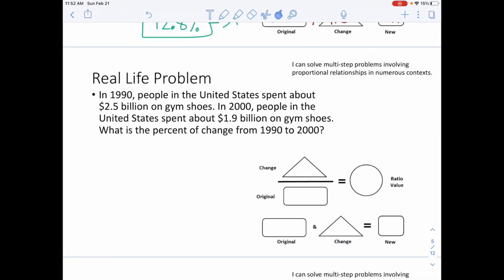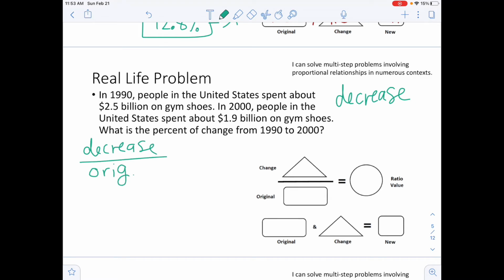Okay, so in this one, it says in 1990, people in the United States spent about $2.5 billion on gym shoes. In 2000, people in the US spent about $1.9 billion on gym shoes. What's the percent of change? Okay, so first of all, we're going from 2.5 to 1.9 billion. So this is going to be a decrease. And then to find that percent of change, we can do that amount of change, so the decrease, over the original.